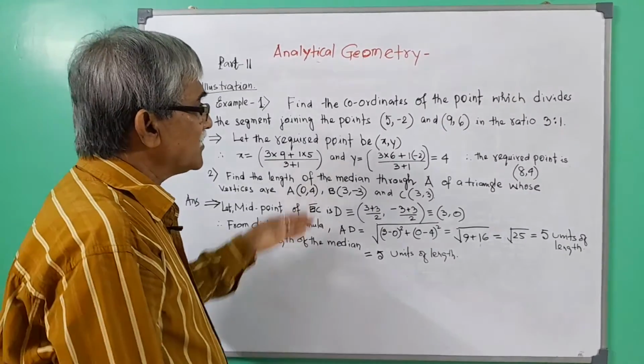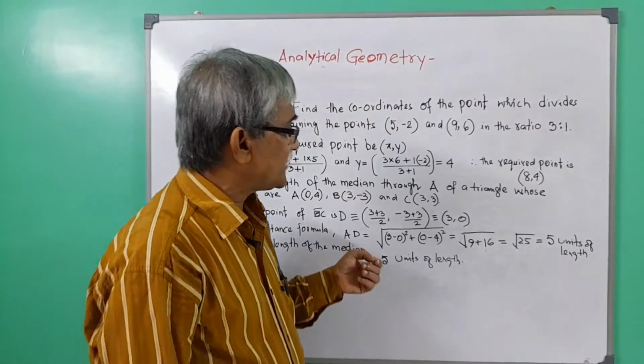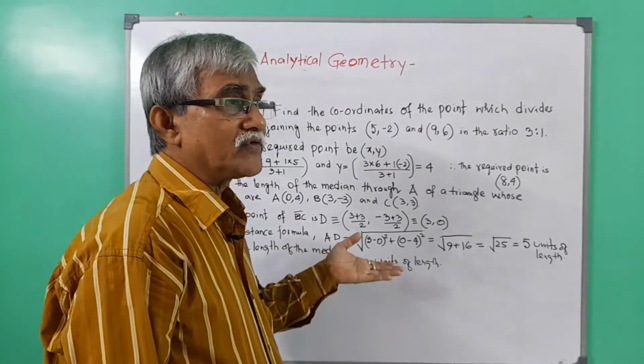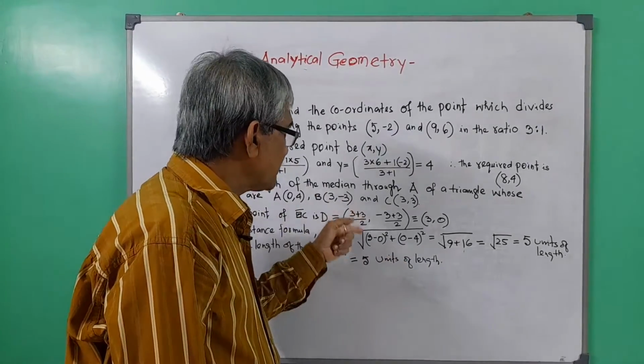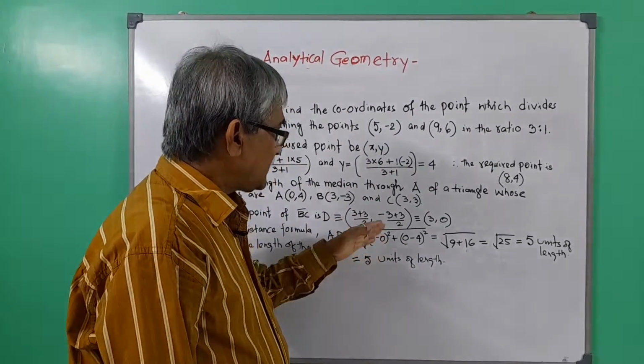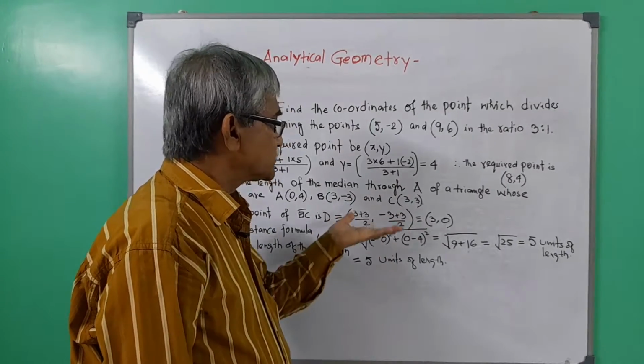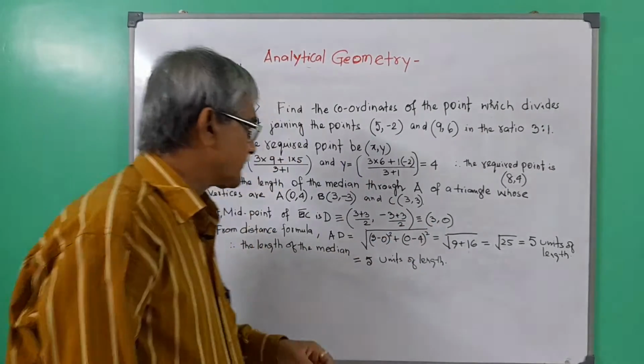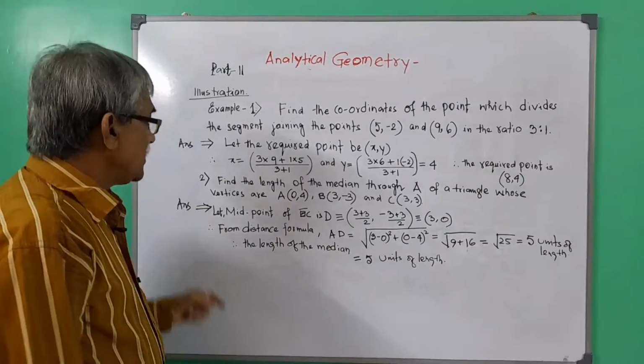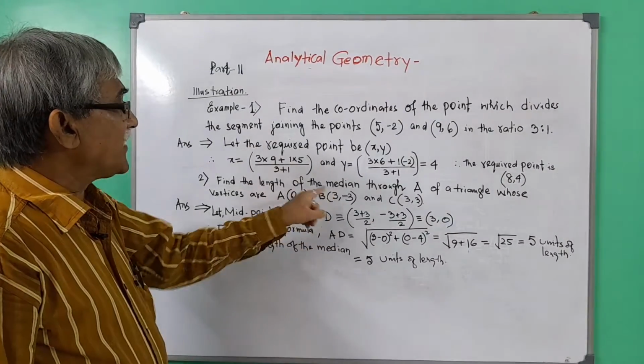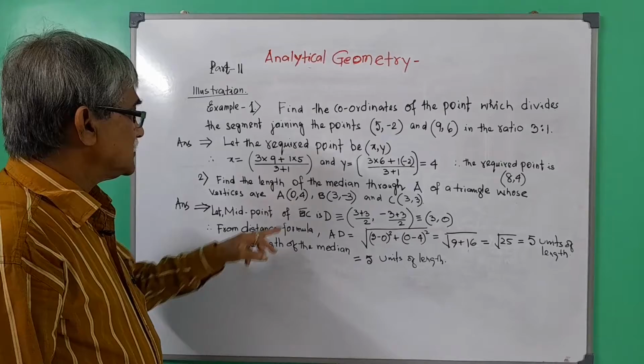So once again that formula you have already done, x1 plus x2 upon 2 and y1 plus y2 upon 2. So it is 3 plus 3 upon 2 and minus 3 plus 3 over 2, that is 3, 0. So you get the midpoint of BC as D. You know the vertex is given to you, it is 0, 4.